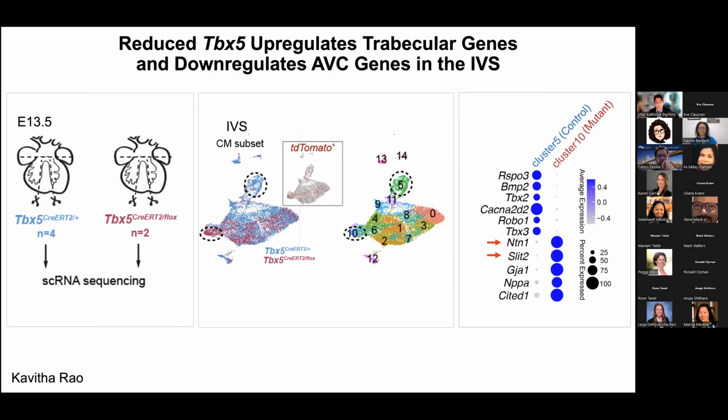Trabecular genes are generally in the trabecular RV and LV, generally not in the interventricular septum. What we saw was a group of genes, some classic trabecular genes, that were upregulated in the interventricular septum. We also noticed these two genes, which are known for axonal and vascular guidance and patterning, and hadn't really been described in heart development. So these really caught our eye.